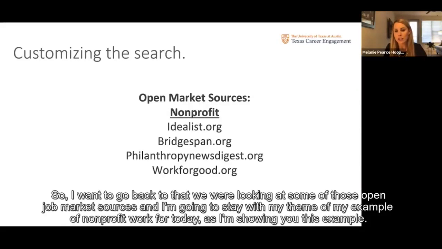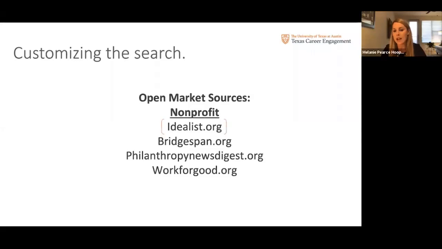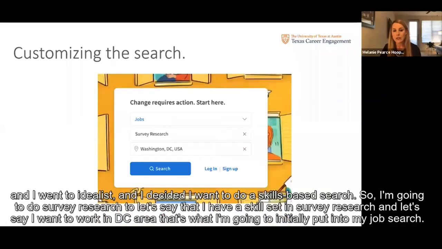So I want to go back to when we were looking at some of those open job market sources, and I'm going to stay with my theme of nonprofit work for today as I'm showing you this example. But let's say that I wanted to check some things out on idealist.org. And I went to Idealist and I decided I want to do a skills-based search. So I'm going to do survey research. So let's say that I have a skill set in survey research, and let's say I want to work in the DC area. That's what I'm going to initially put into my job search.